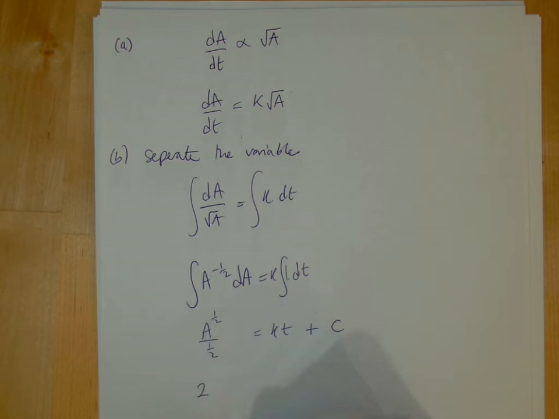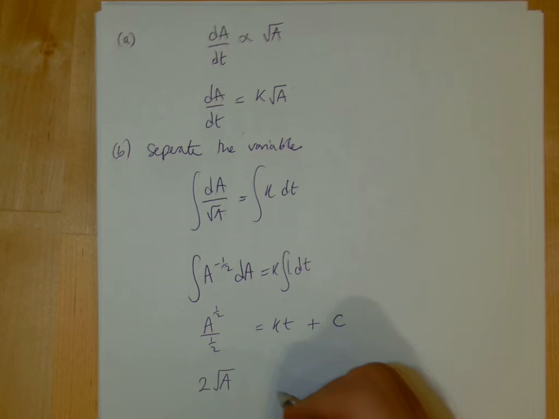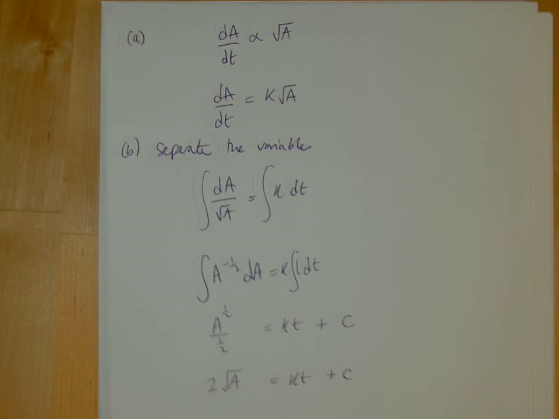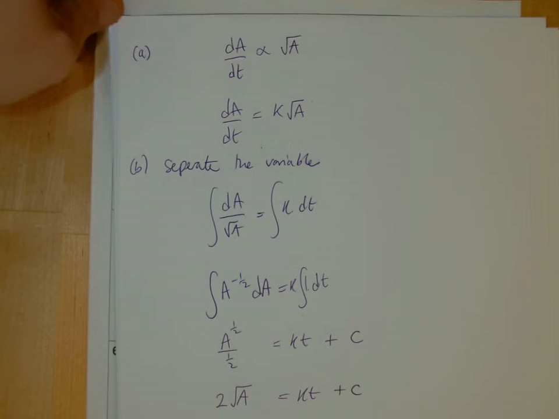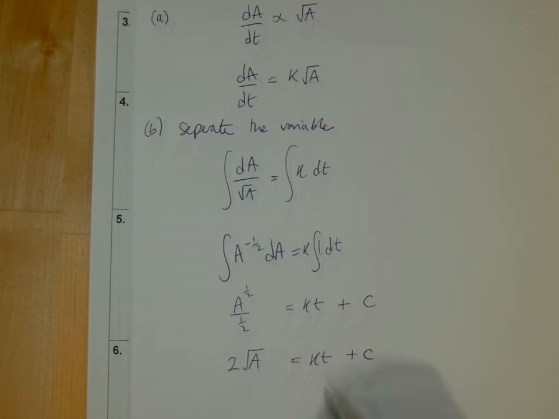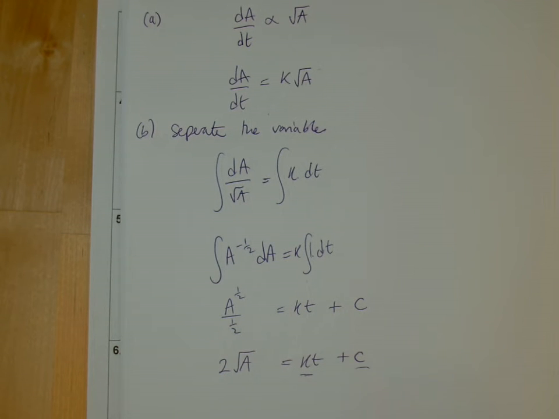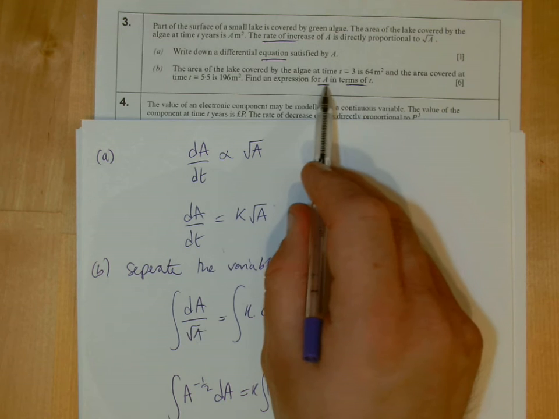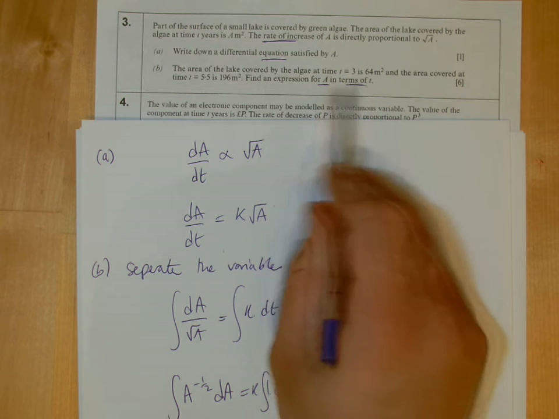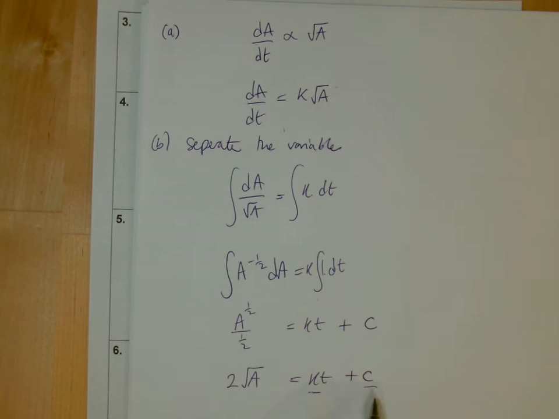Now, a to the power half, of course, is root a, isn't it? Square root of a, so I can write it like that, equals kt plus c. Okay, so to get an expression for a, what we need is to appreciate that we can work out now what these values of k and c are. Because if you look at the question, it says find an expression for a in terms of t. It doesn't want k and c involved.